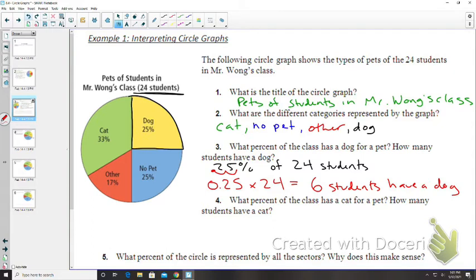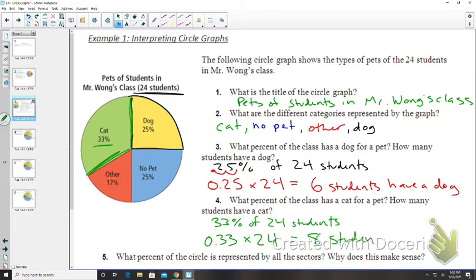Okay, so the next question is pretty similar to question 3. What percent of the class has a cat for a pet? So that is over here. And from that we can tell that 33% of 24 students do. So same thing, we're going to convert the percentage to a decimal. So 33% as a decimal is 0.33. Multiplied by 24 will give us 8 students who have a cat.